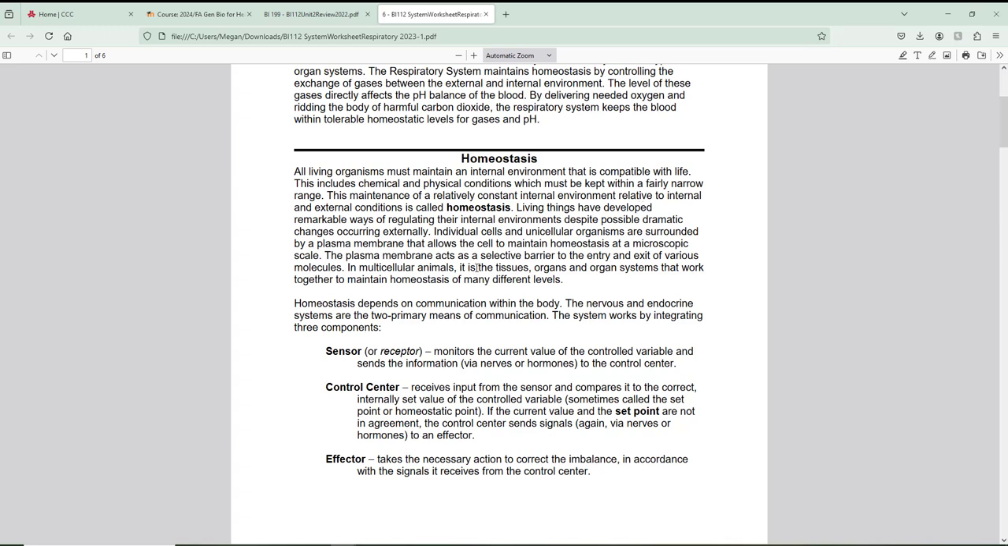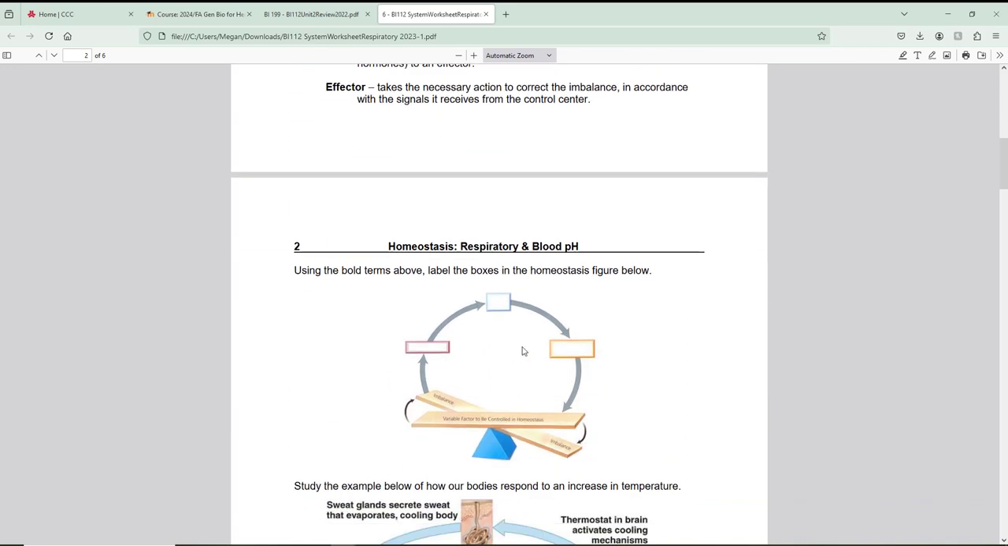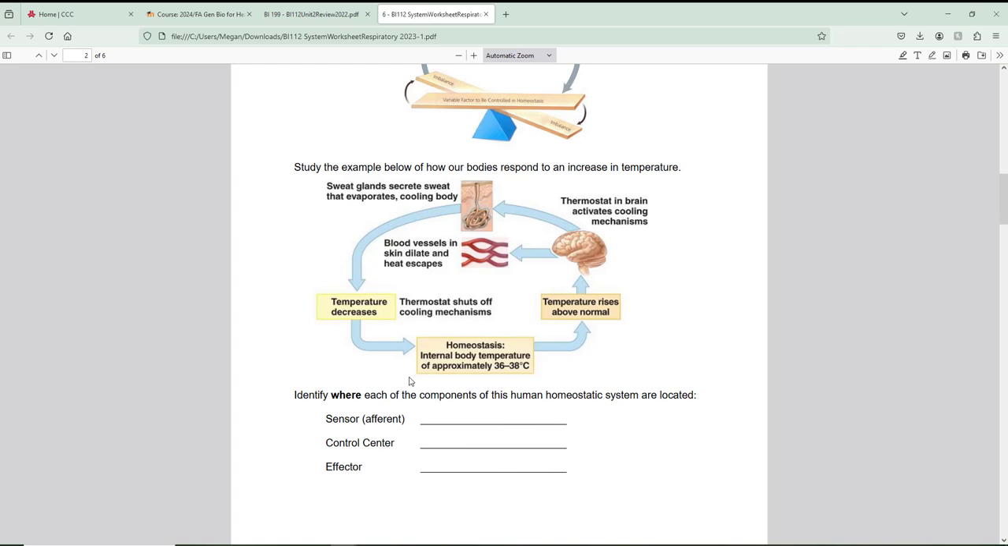This helps keep balance within your body so that your body can constantly do all of the processes it needs to do in a kind of stable environment. Okay, so you're going to be reading through the information and learning about homeostasis first. So this idea of a sensor, a control center, an effector, and filling out the boxes, which you think is which. And then you're going to apply it to an example.